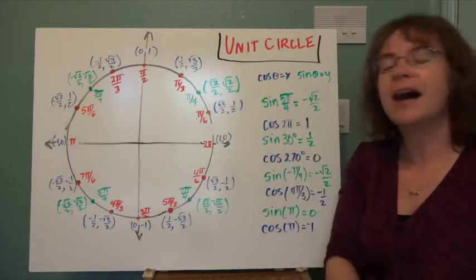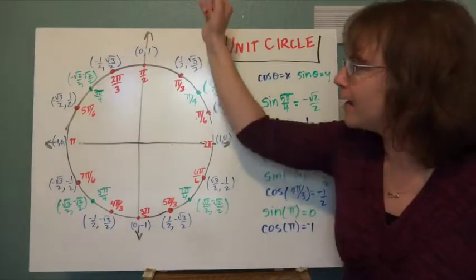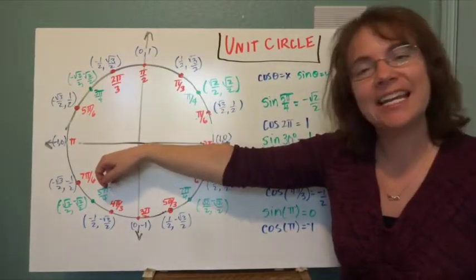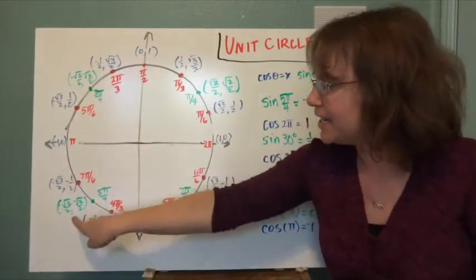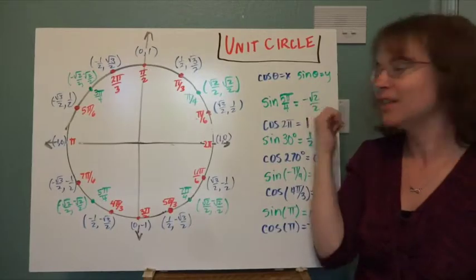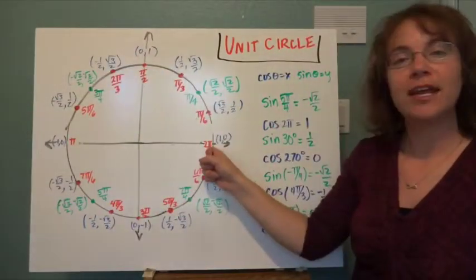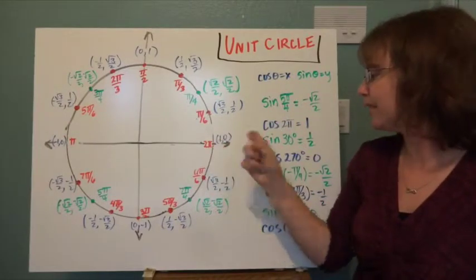So the sine of 5 pi over 4, so I just go over here to 5 pi over 4, which is down here. And if I want the sine of 5 pi over 4, I'm looking at my y coordinate. So that's just negative rad 2 over 2. Cosine of 2 pi, that's all the way around here, goes right here. Cosine represents my x coordinate, and that's just 1.